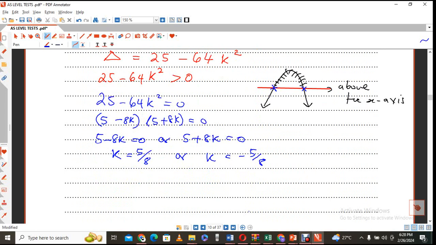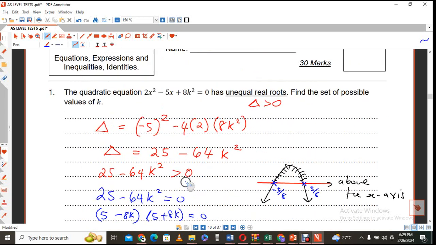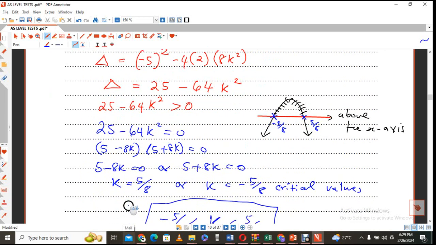So after determining what my critical values are, they will be what you essentially write here, -5 over 8 and 5 over 8. But the answers are above the x-axis, so that means k is less than 5 over 8 and greater than -5 over 8. Again, that's the range of values that will satisfy this particular scenario, the possible values of k.